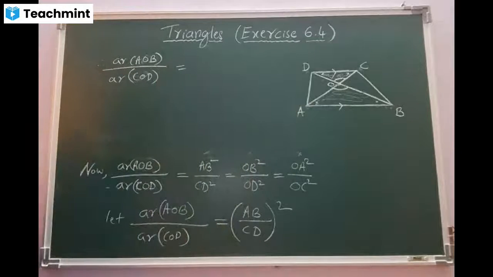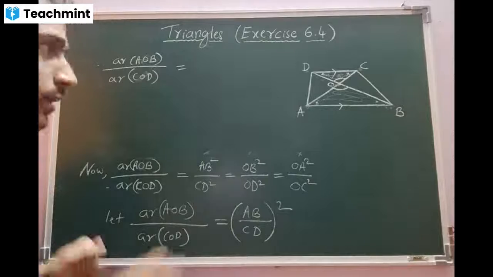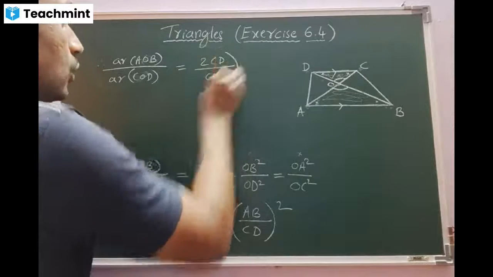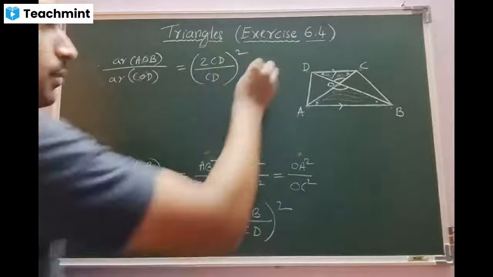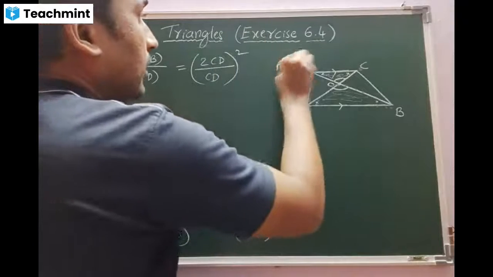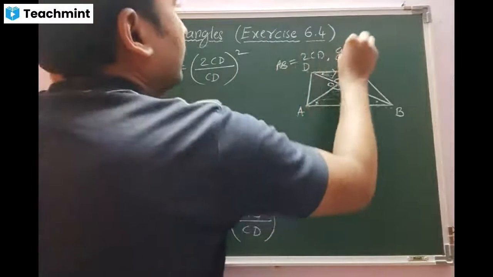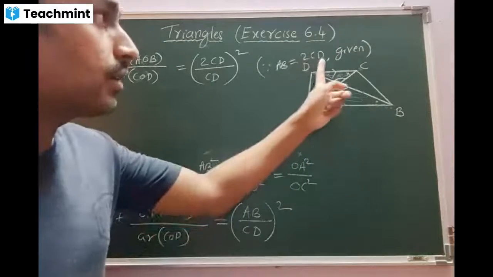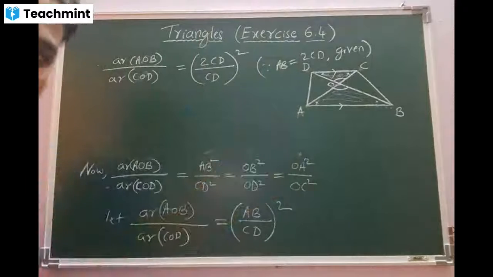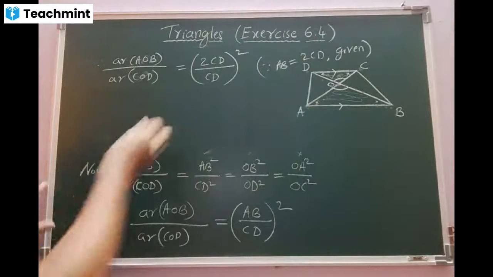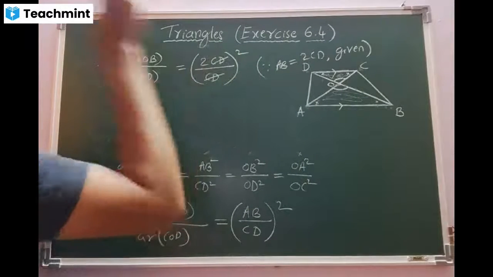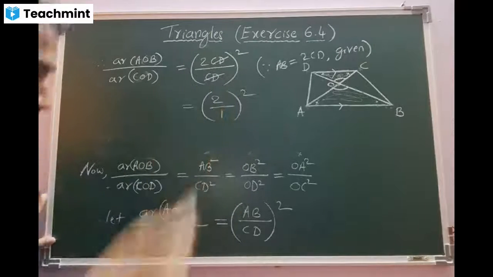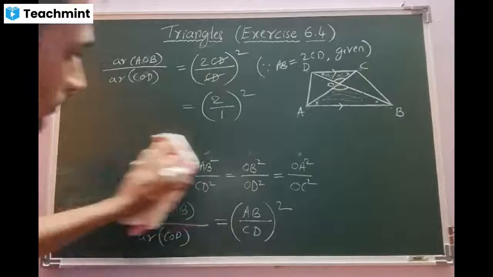Equal to. Beta, in the place of AB, what can I write? 2 CD, the whole square. The reason, beta: AB is double of CD, given. They said it in the question. Correct, beta? Yes, sir. CD getting cancelled. So you'll get 2 by 1 the whole square. Correct, beta? Yes, sir.